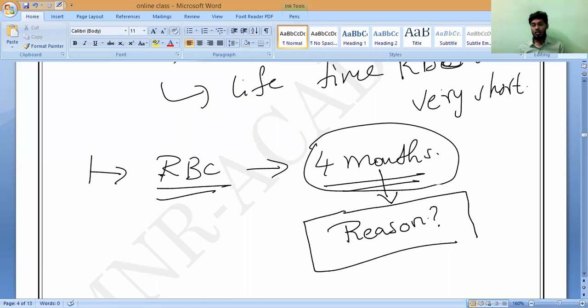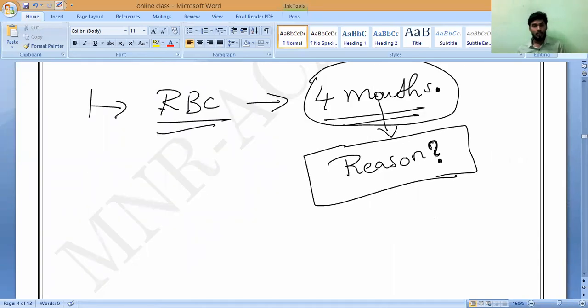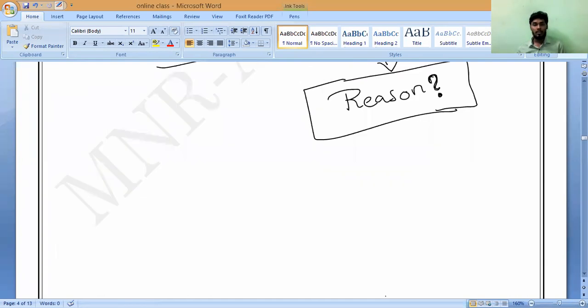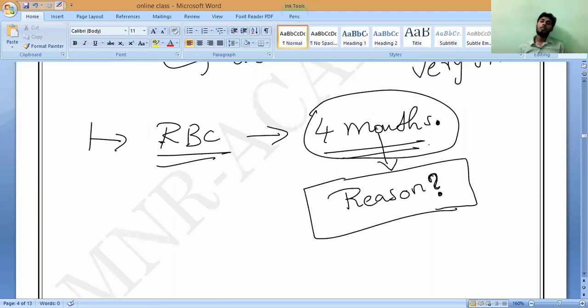But now, as you are advanced, you have to ask me, or else you have to question. You are saying 4 months, sir. Then what is the reason behind it? Why are they dying? Why can't they live for a long period of time? Correct or not? Why can't they live? Can anybody answer this question? Dina, Dilipan, Kevin, Karthikeyan, Nitish, anybody, Prasini, try to answer my question. You are saying that RBC only live for 4 months. What is the reason behind it? Any guess?